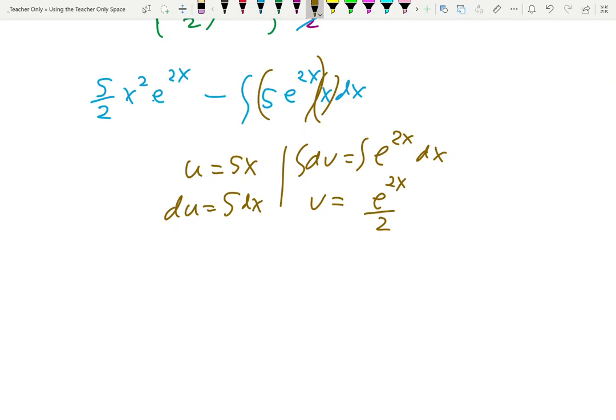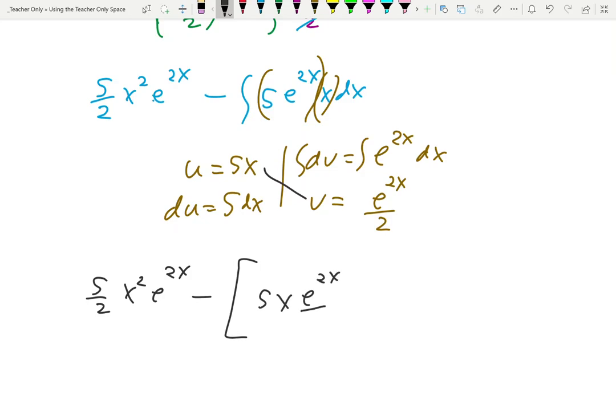And now we go ahead and write our answer. And here's where we're going to be very, very careful when we write this. It's going to be 5/2 x squared e to the 2x minus, and then we're going to fill in our whole antiderivative here. So this will be 5x, this is the u times v, so this is 5x times e to the 2x divided by 2, minus the antiderivative of the across. So this will be e to the 2x divided by 2 times 5 dx.